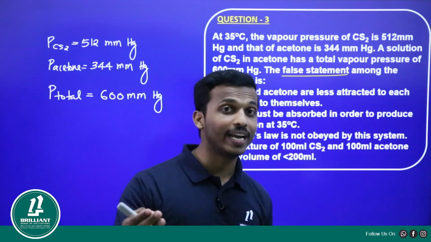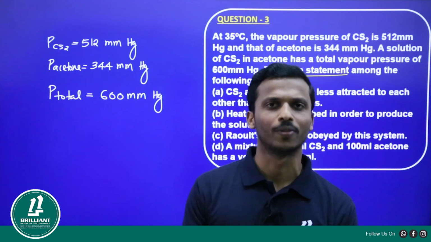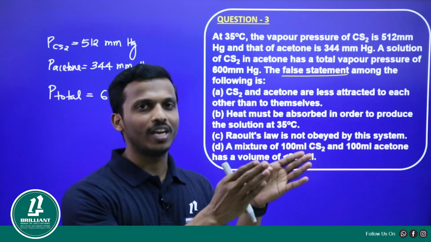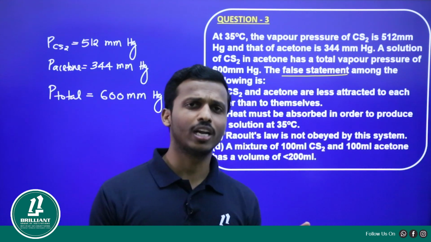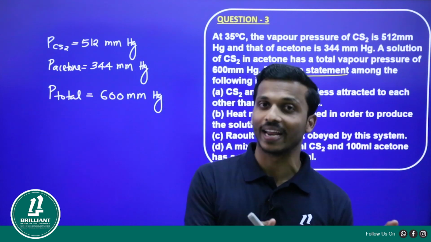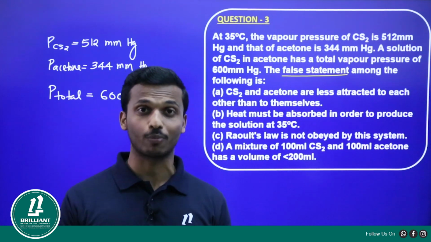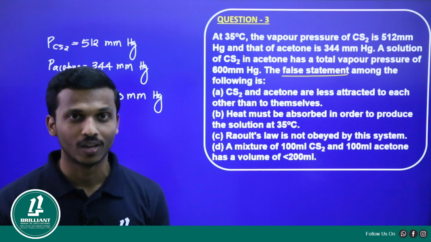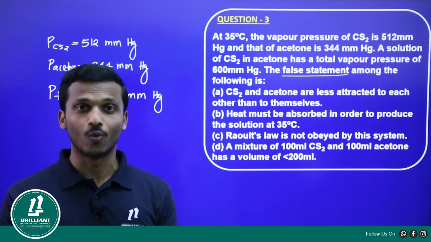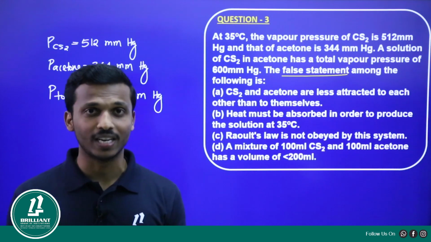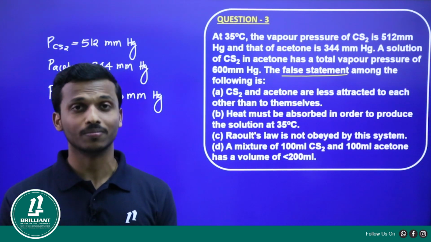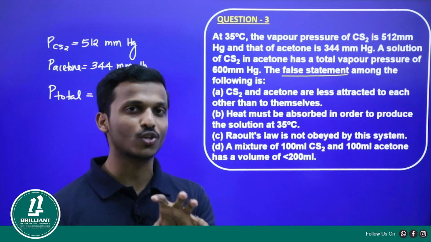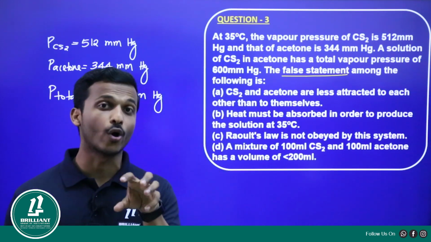Then what about a non-ideal solution which will not obey Raoult's law? Non-ideal solutions we again classify into two: positive deviation and negative deviation, right? We have studied a lot of examples for positive deviation and negative deviation. What are the examples for positive deviation that we studied? See, ethanol with acetone, methanol with water, ethanol with water, carbon tetrachloride with benzene, cyclohexane with cyclohexanone, and this one. Which one? CS2 with acetone. So CS2 with acetone belongs to a positive deviation non-ideal solution.